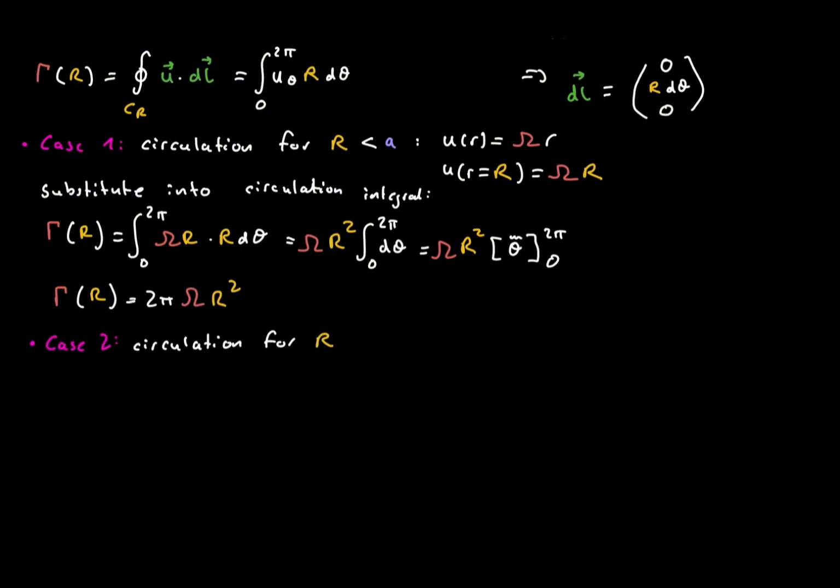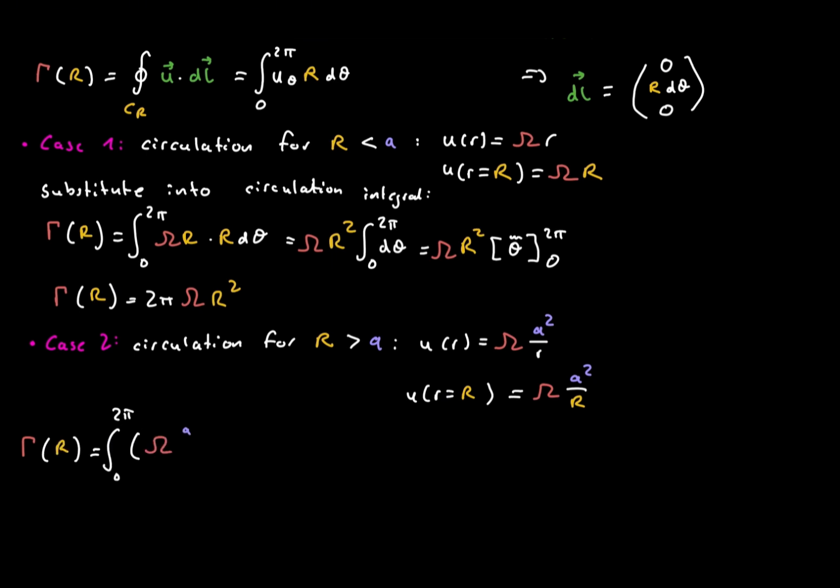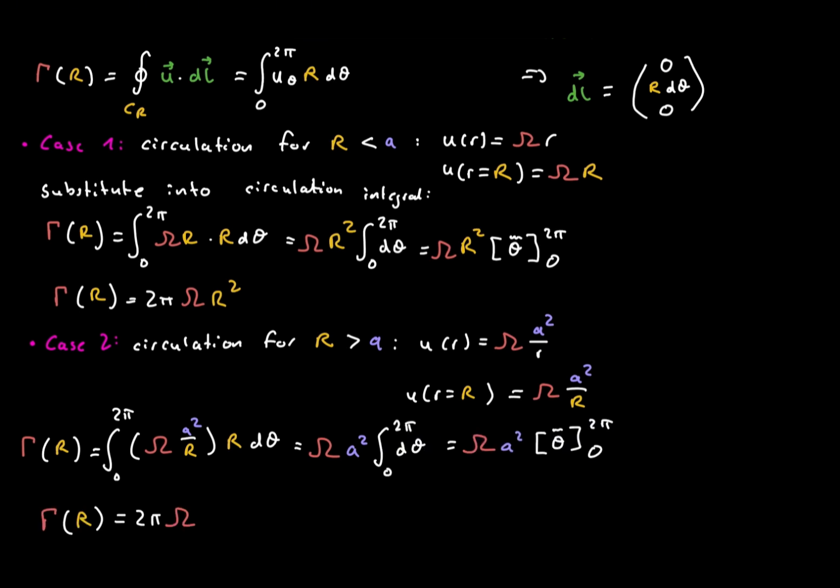Next, we consider the case where r is larger than the core radius. In this case, the tangential velocity at radius r is omega times a squared divided by r. Substituting into the circulation integral gives gamma equals the integral from 0 to 2 pi of omega a squared d theta. This gives gamma equals 2 pi omega a squared. Notice that outside the core, the circulation is constant and does not depend on r.